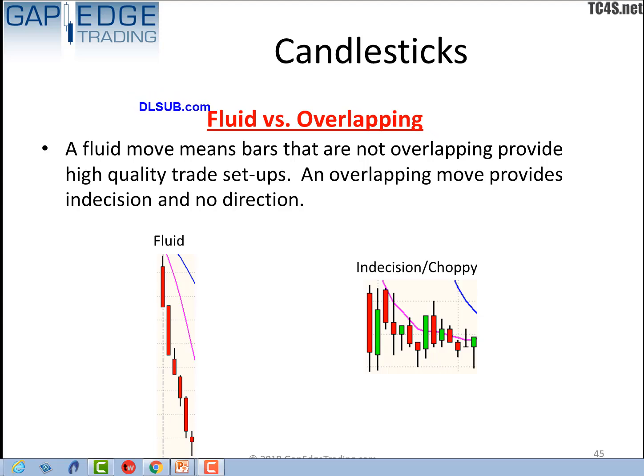Now to the right, we have the indecision choppy. And what I always classify those as is a toad in a blender. Red, green, red, red, green, red, green. It just tells you no one's committing on the long side, and if they are, it's very short term. And no one's committing on the short side because they're in and out. So these type of setups to the right you want to avoid, right? You want to look for more of the fluid moves to the left. And we'll go over that in more detail as we proceed in the seminar.